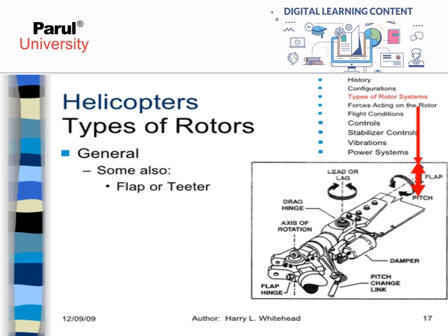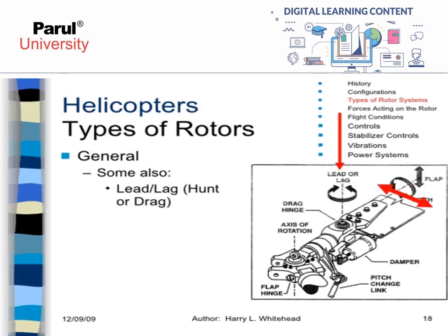Now in helicopter types of rotor, in general, some also flap or teeter. We can see the flap, the red arrow is showing the flapping of the helicopter, the up and down, right? And another thing is lead lag also. In general, some also have lead lag, which is hunt or drag. You can see the red arrows in the figure representing the lead lag directions. And next is the drag hinge, damper, axis of rotation, pitch change link, flap hinge.